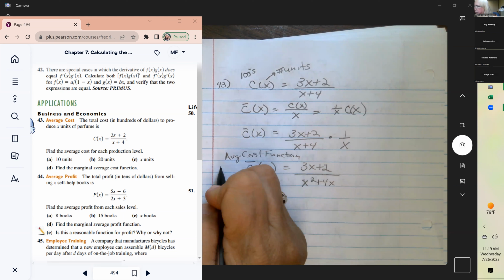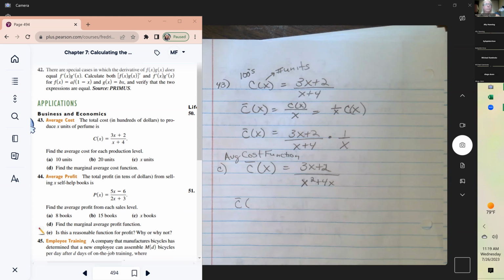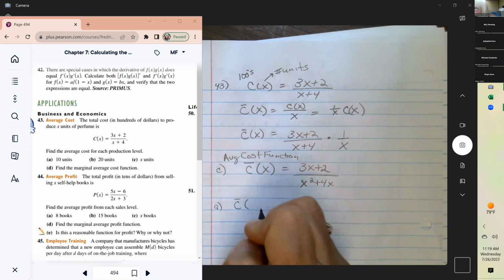This would be part C. Part A wants 10 units, so you just plug in 10.